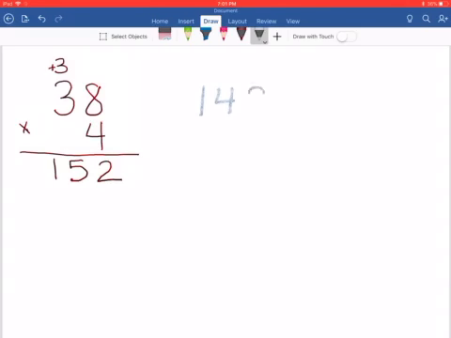So if we did 149 times 6, it's the same principle. 6 times 9 is 54. We're going to put the 4 here and carry the 5. 6 times 4 is 24, plus the 5 at the top is 29. So we're going to put our 9 and carry our 2. 6 times 1 is 6, plus 2 is 8. And the answer is 894.